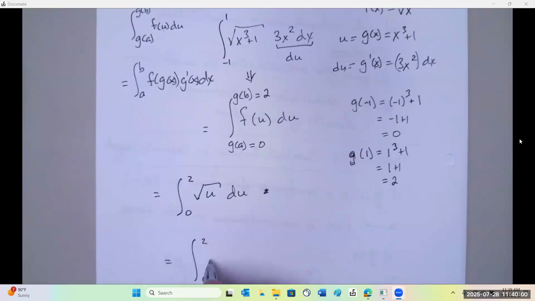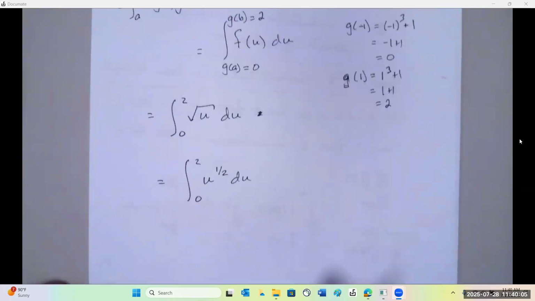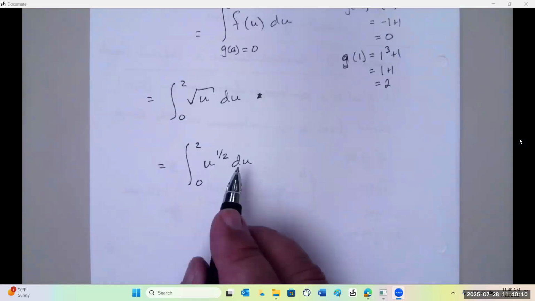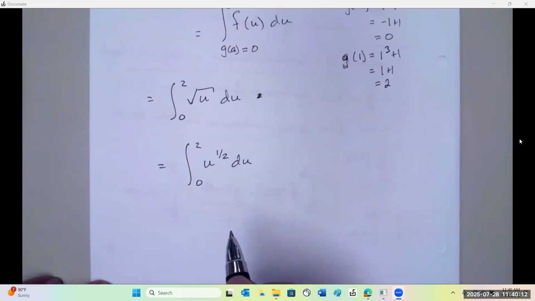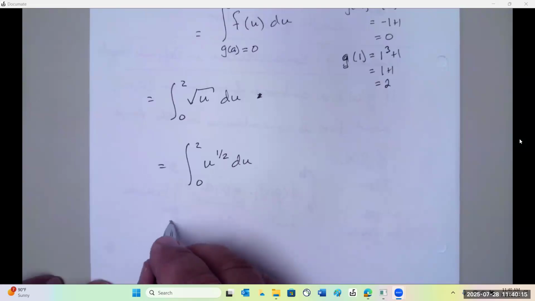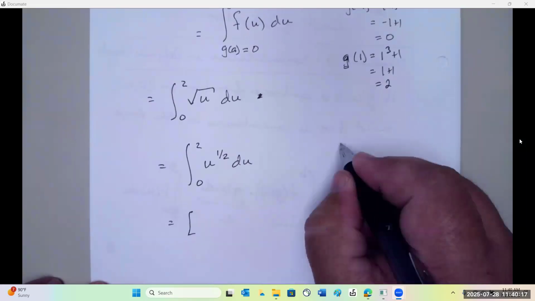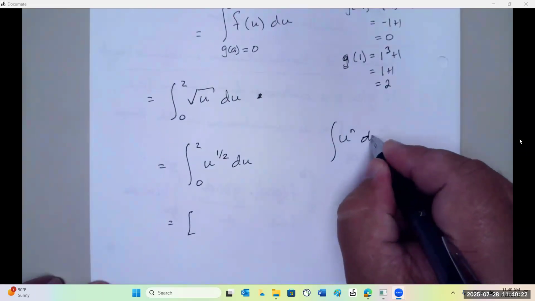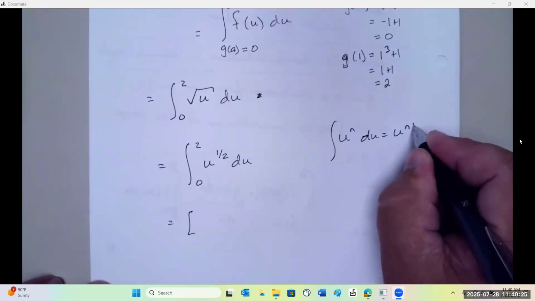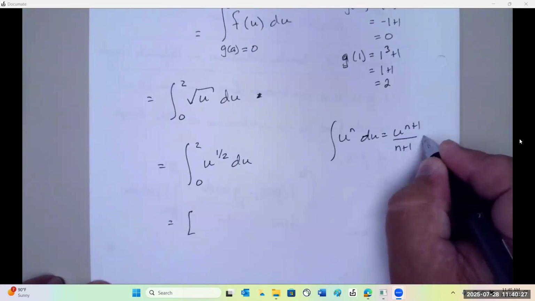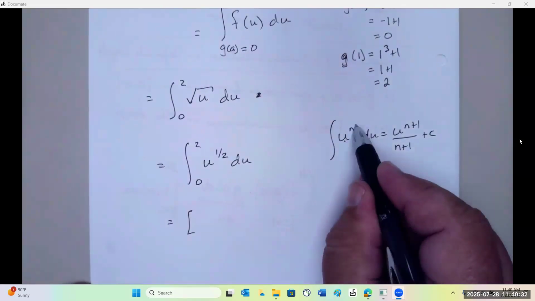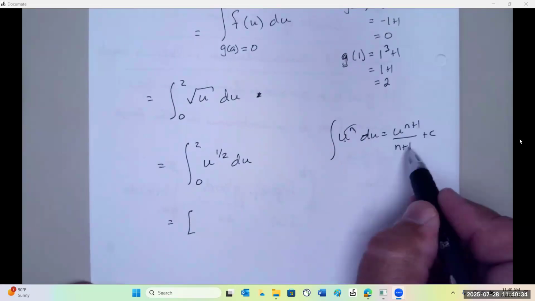From 0 to 2, this becomes u to the power 1/2 du. So what's the integral of u to the 1/2 power? Remember, we're using u^(n+1) over n+1 plus c. So whatever you have here, you add 1 to it. Whatever that becomes, you put it on the bottom also.